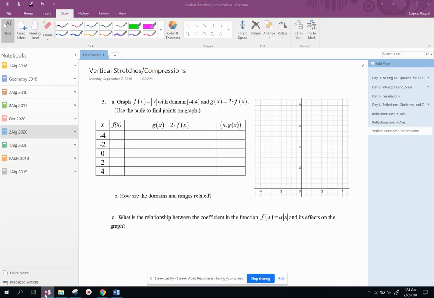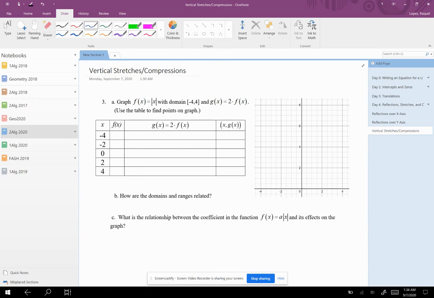So for this example, we're going to be looking at the equation f of x equals the absolute value of x. And this little piece tells us that we're going to specifically look at the values from -4 to 4, just so that we can zoom in on our graph. We've also got this rule, g of x equals 2 times f of x, and we're going to use that rule to help us plot points to figure out what our new g would be. So the first thing we should do is figure out what our f is.